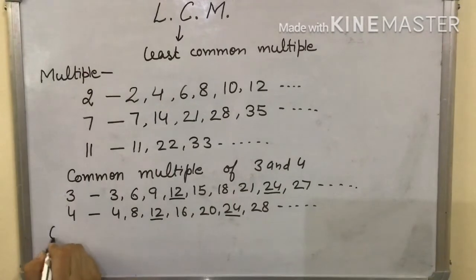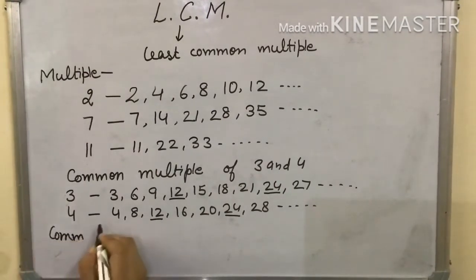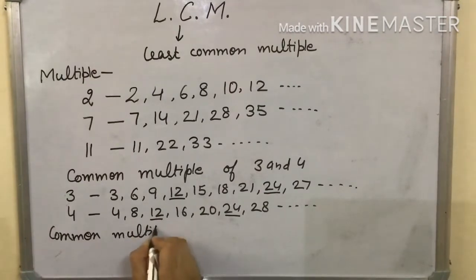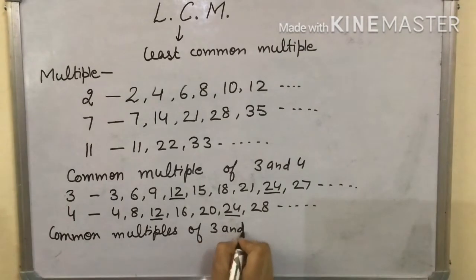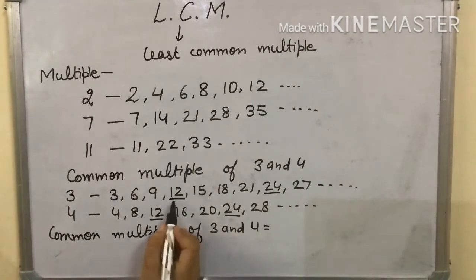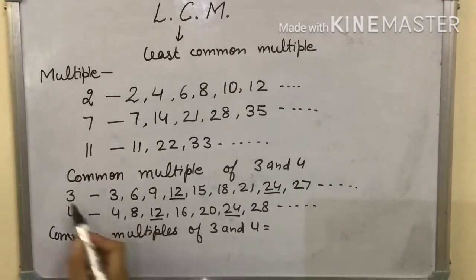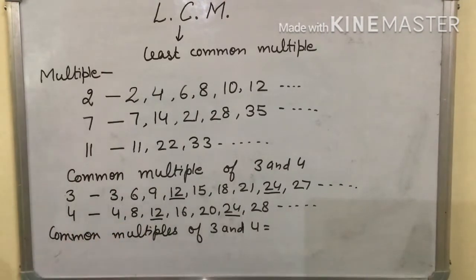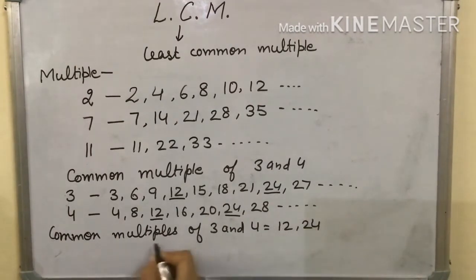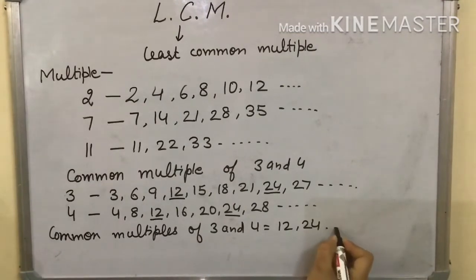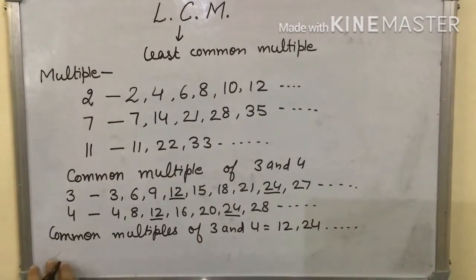Now common multiples of 3 and 4. अगर हम common की बात करते हैं, then 12 is the common multiple of 3 and 4 and also 24 is common multiple of 3 and 4. 12 and 24 जो है वे हम इन दोनों के multiples हैं, 3 का भी है and 4 का भी है. Like this you can get some more common multiples.